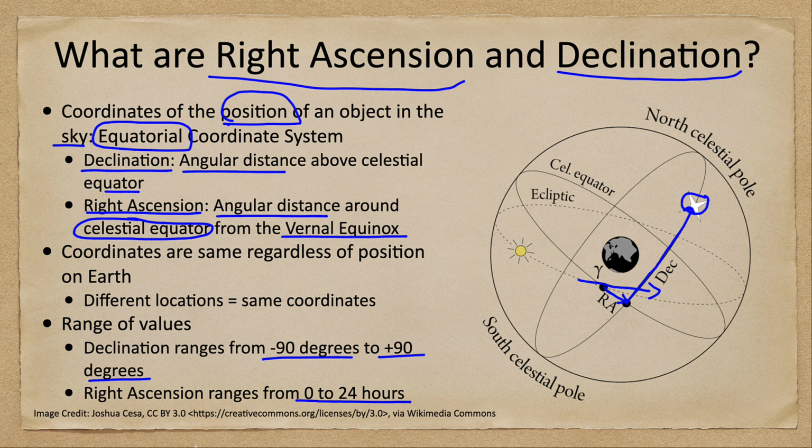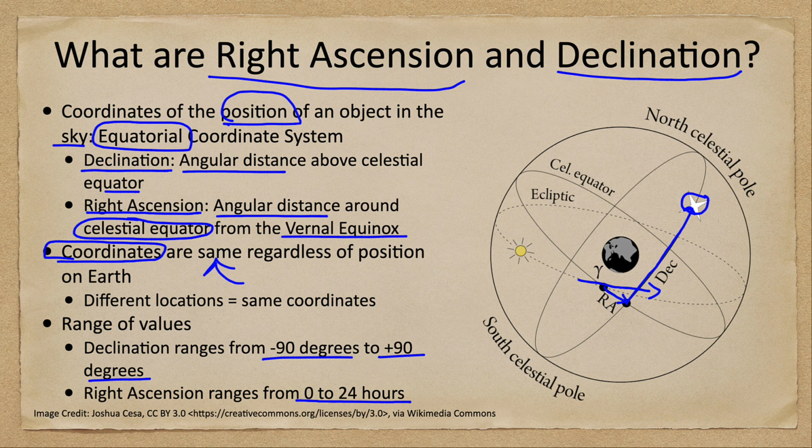Now, the difference here with the altitude and azimuth is that these coordinates are the same regardless of position on Earth. So if you remember, the altitude and azimuth depended on where you are located. These are universal coordinates. They are the same for everybody on the Earth. The right ascension and declination will specify the location of an object exactly in the sky.